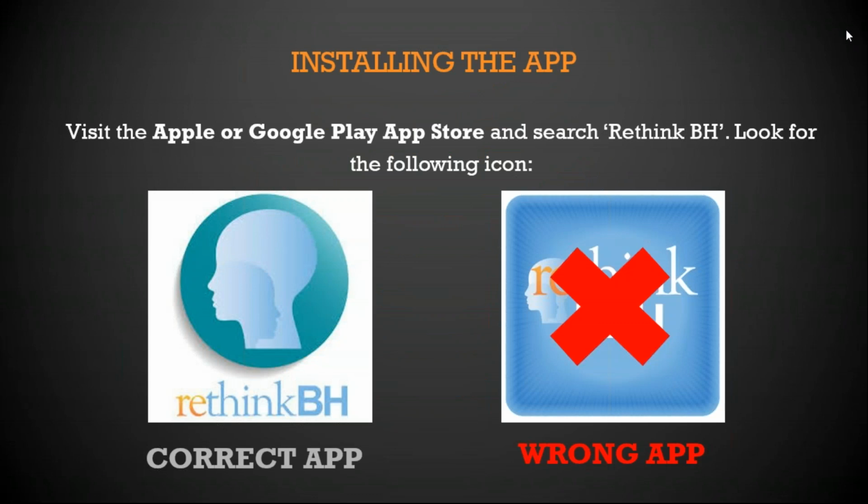So to get started, you're going to visit your Apple or Google Play App Store and search for Rethink BH. Just make sure you're downloading the correct app onto your device, whether it's a phone or a tablet. It'll be this app on the left-hand side. Make sure you're not downloading the educational app. You won't be able to log into that app.